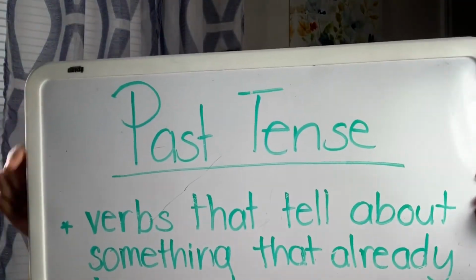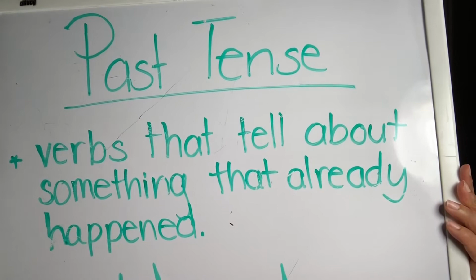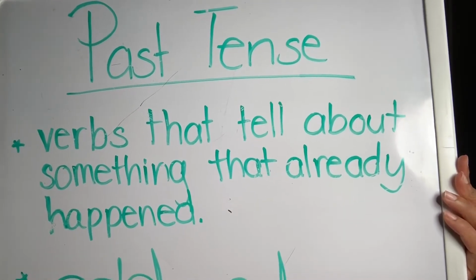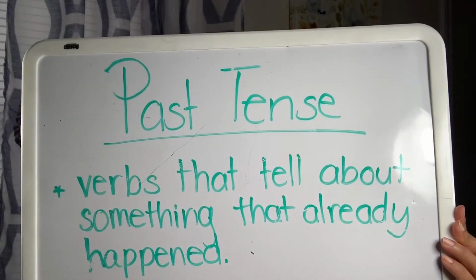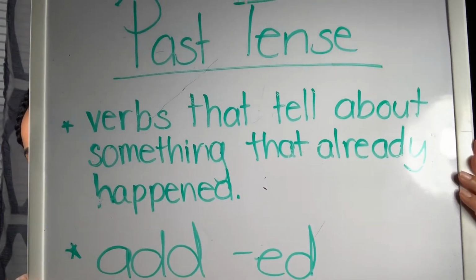So you're going to be learning today all about verbs that are in the past tense. Everyone say past tense. Okay? And you might be wondering what a past tense verb is. Let me tell you. A past tense verb is a verb that tells about something that already happened. In order to make a verb in the past tense, you're going to add the letters ed.